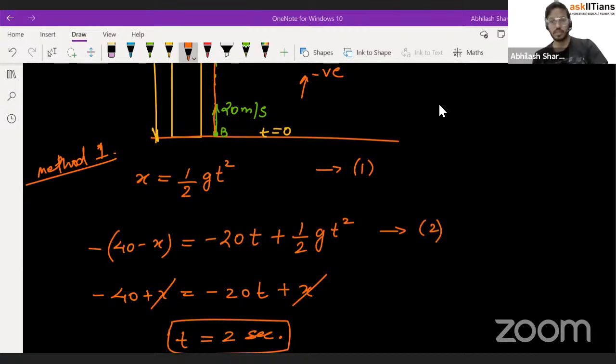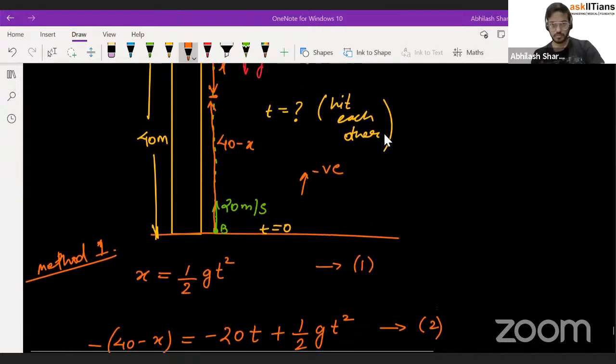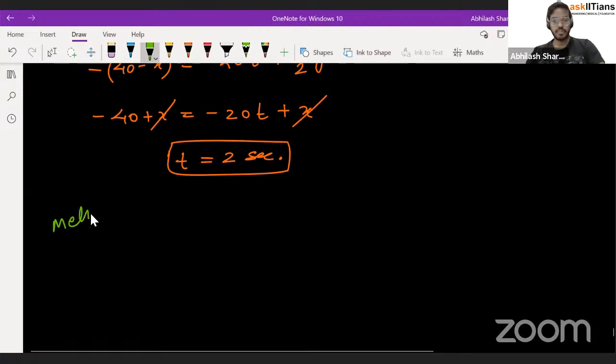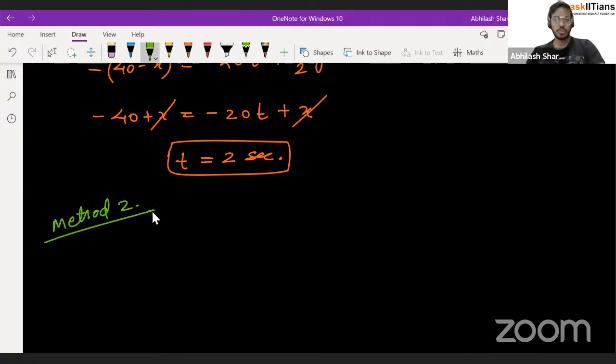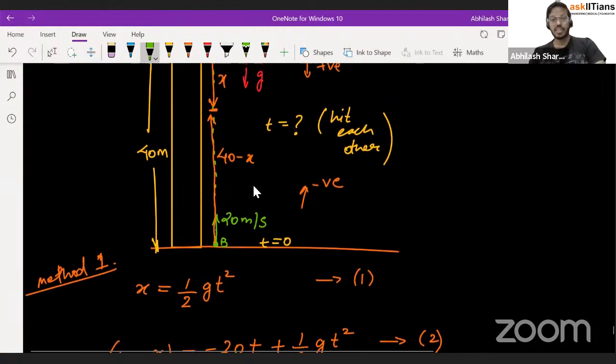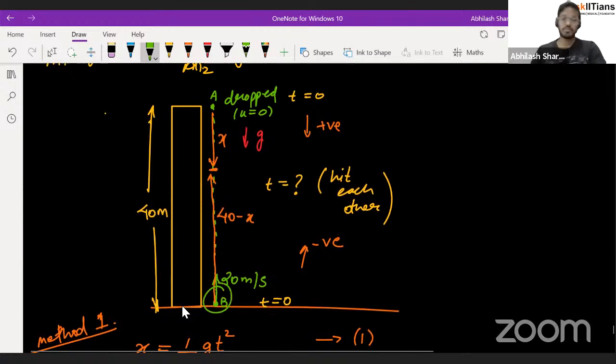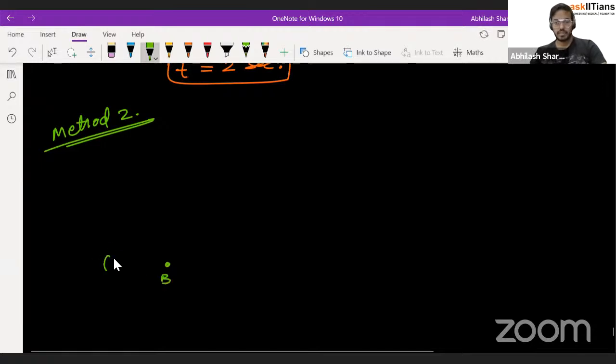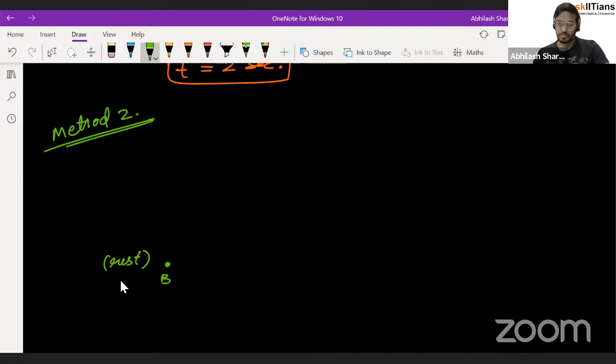Okay, done. Now let's see the method 2, which is the way we all should do, because that's the method of relative velocity. And you will realize it will be so easy doing that way. If I start observing things with respect to B, according to B, it is at rest. It is not moving. So who will be moving? According to B, A will be moving. Entire distance of 40 meters, the building's height, will be covered by whom? Will be covered by stone A.